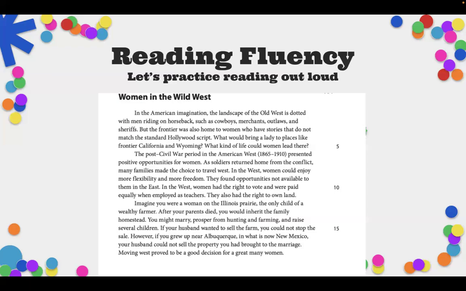Let me do the first sentence for you. In the American imagination, the landscape of the Old West is dotted with men riding on horseback, such as cowboys, merchants, outlaws, and sheriffs. You go up and down with your voice to create emphasis on certain syllables or parts of the words that are interesting. I wouldn't do it to the landscape because then it sounds like the landscape is the focus, when it's really the different aspects of the Old West, like the cowboys, merchants, outlaws, and sheriffs. Now remember, it's very important to enunciate. So feel free to pause and practice reading this out loud using some fluency and a little pizzazz.